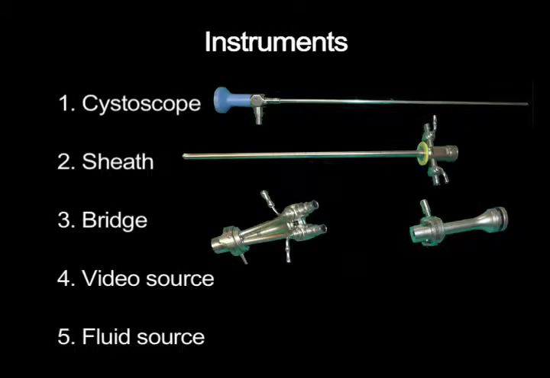The basic equipment for cystoscopy includes the cystoscope itself, a bridge which may or may not contain an operative port, and a sheath which will contain a port for influx and outflow of fluid, as well as a bevel at the end of it which will minimize trauma while the scope is passed through the urethra and into the bladder.